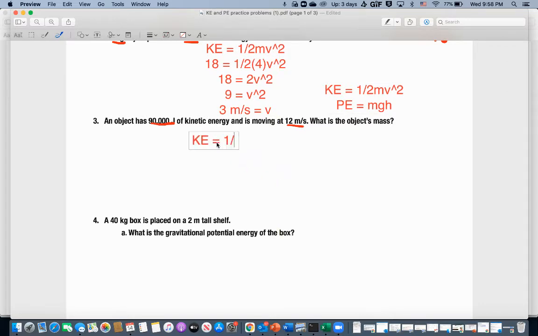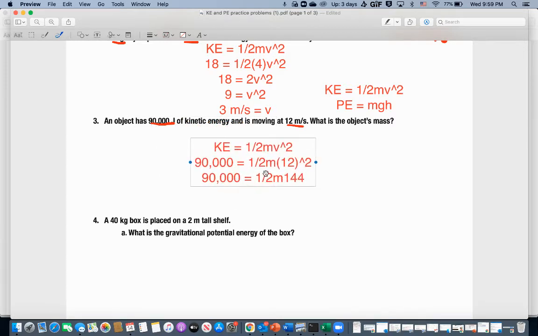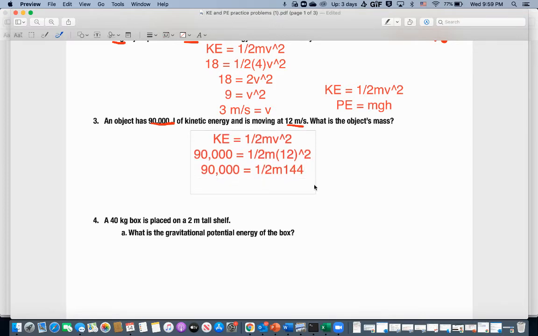Kinetic energy is equal to 1/2 mv squared. Okay, so I know that 90,000 is equal to 1/2 mass times velocity squared here. Well, the velocity is telling me 12, so this is going to be 12 squared. So I'm going to go ahead and take care of that square first. So that's 90,000 is equal to 1/2 times the mass. And then 12 times 12 is 144. Then I'm going to take half of 144. That's going to get me 72.